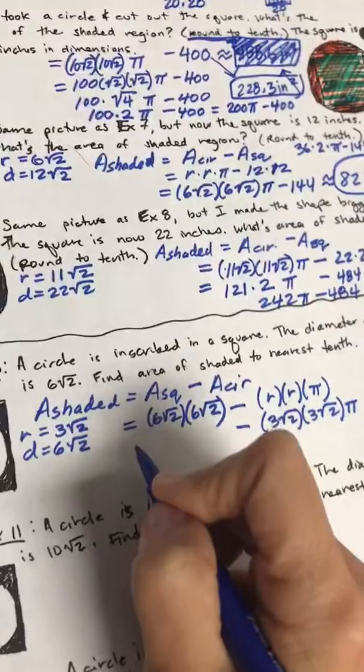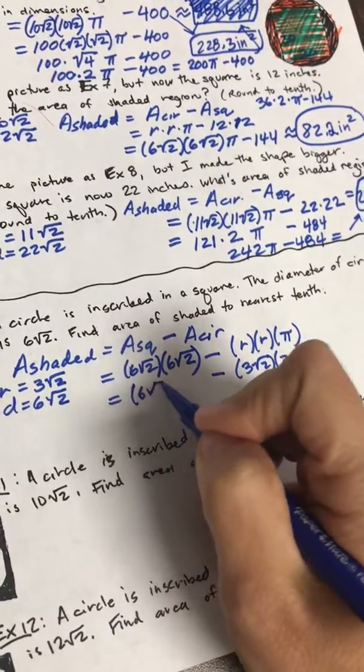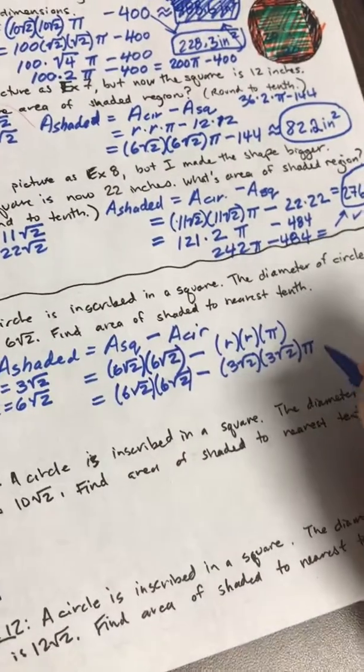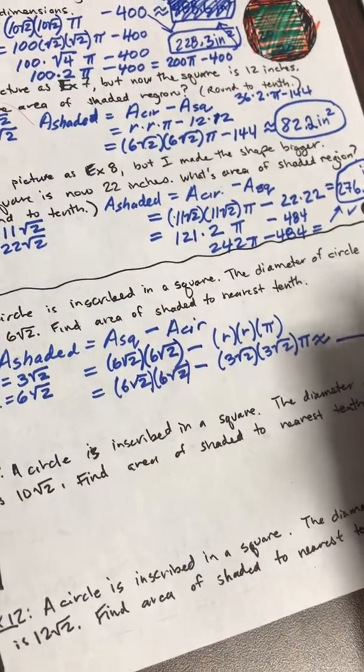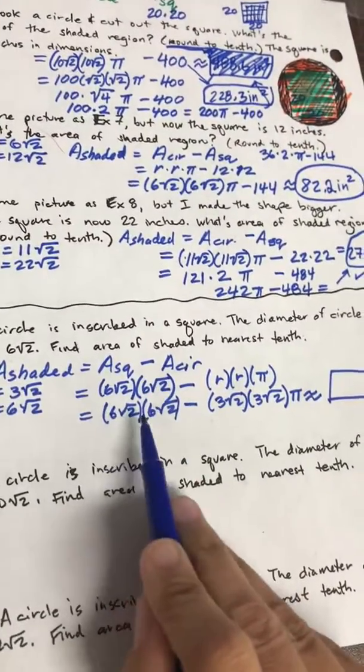It's a very different relationship here. So again, you can type all this in your calculator if you want, or you can clean it up and then type it in your calculator and round to the tenth. I'm going to clean this up a little bit.